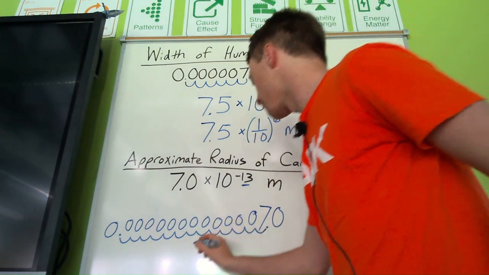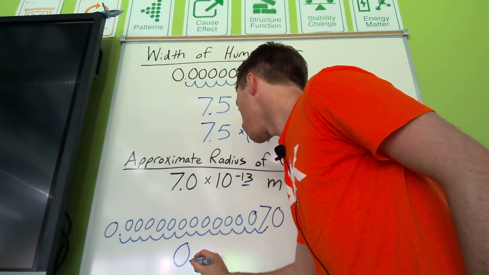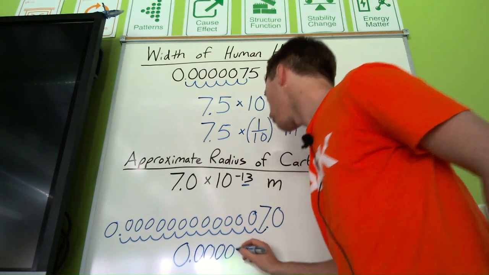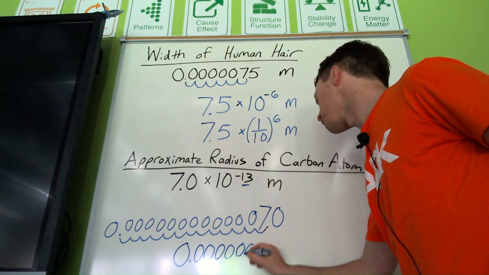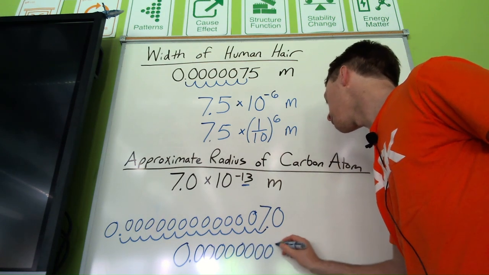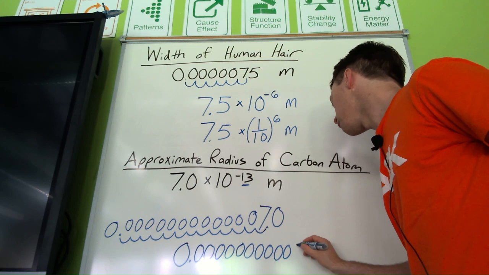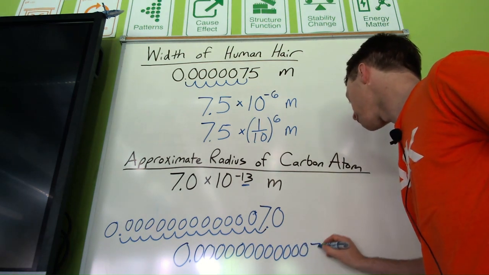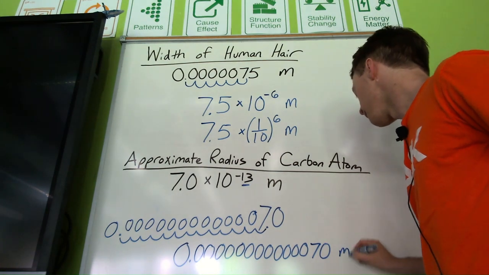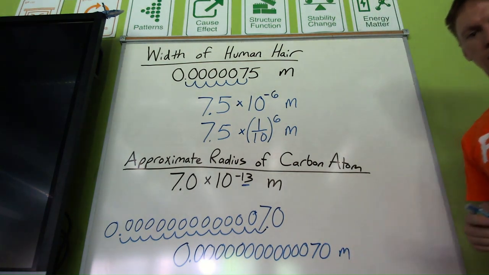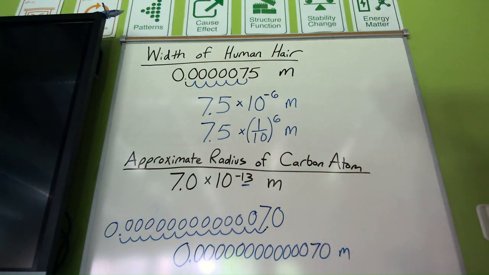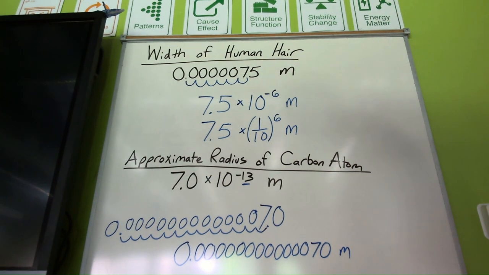If we were to rewrite this, this would be 1, 2, 3, 4, 5, 6, 7, 8, 9, 10, 11, 12 zeros, and then that 7 gives us the 13th spot that we moved it. And so this is how you would write the approximate radius of a carbon atom in regular notation.